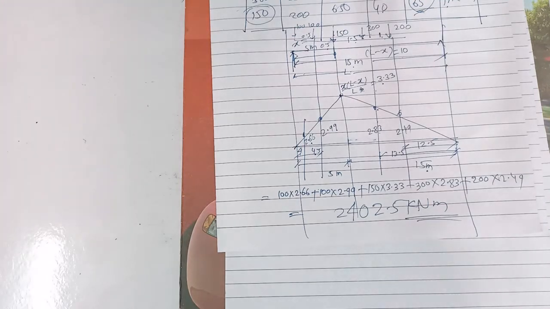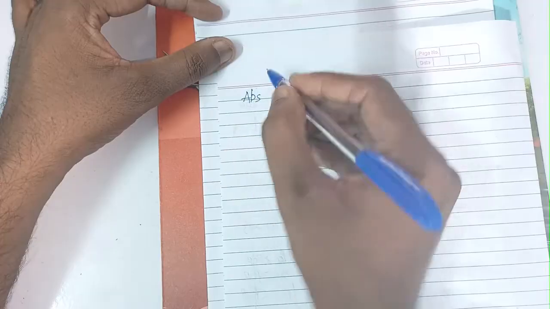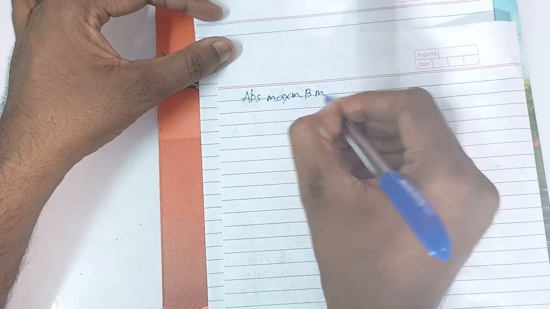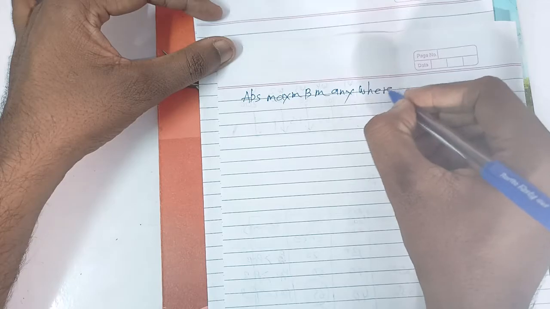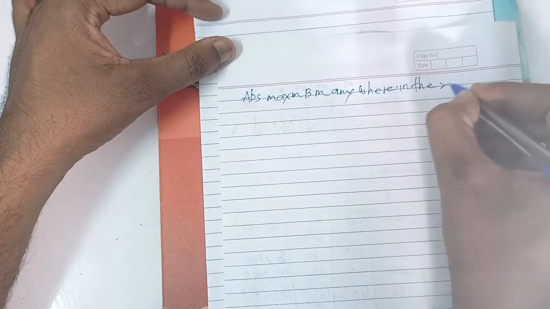Now the last type of numerical which is left in this topic, or you can say in this unit, is the calculation of the absolute maximum bending moment. So let us see that numerical also. We are taking the same type of numerical, but in this case we are going to calculate the absolute maximum bending moment. You can call it a new topic or new method. In this case we are interested in calculating the absolute maximum bending moment anywhere in the section.